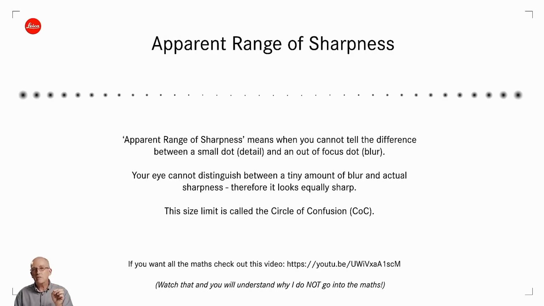The reality is that those dots are all different sizes, but the difference between them is less than the ability of your eye to resolve. That's what depth of field is. It's when the blur is so small that your eye is not capable of distinguishing it from a sharp dot. Okay, I hope that makes sense because it's a really important point.